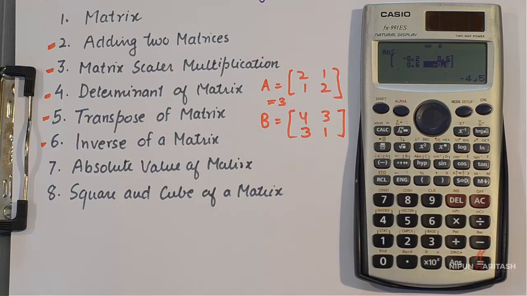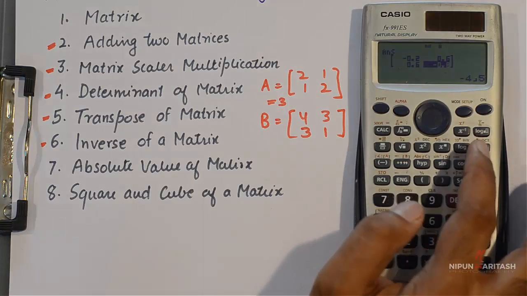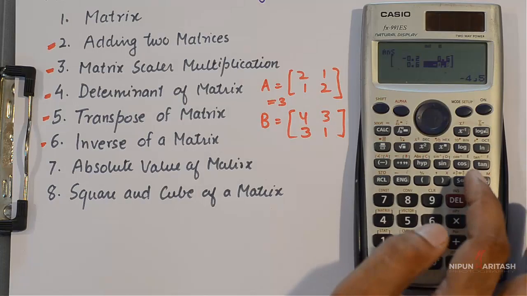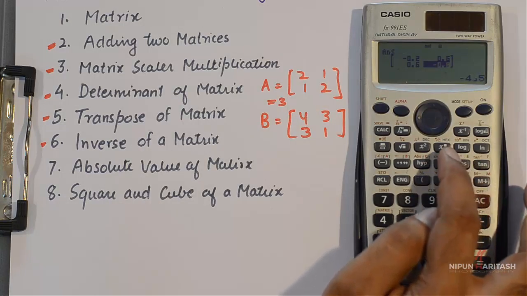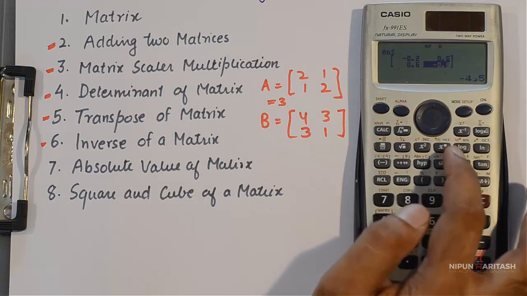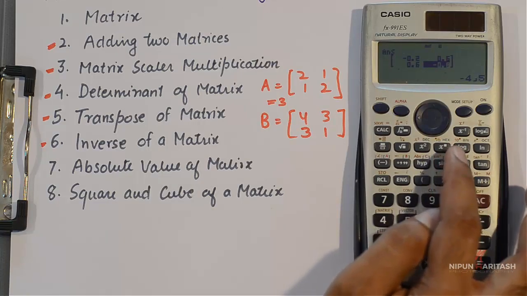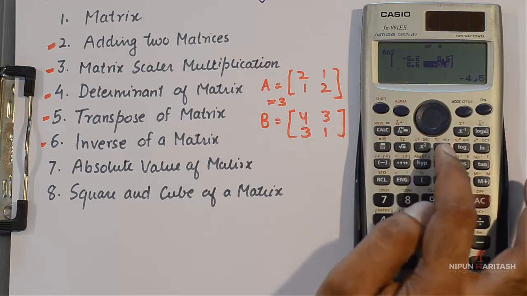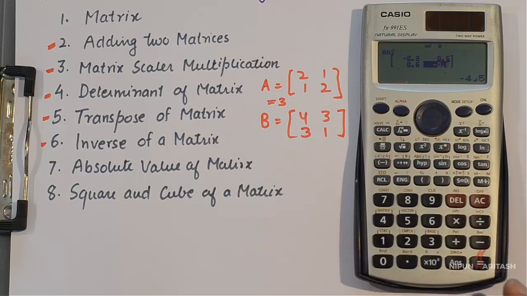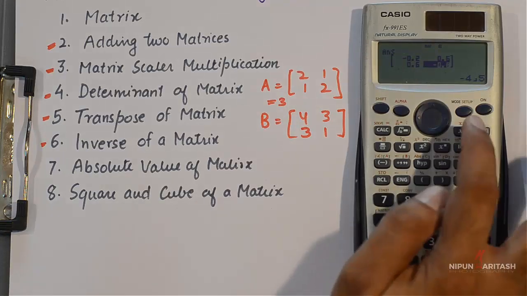Now here is a word of caution. Here you will not be able to perform the inverse of a matrix using the option x raised to the power some value. If you substitute the value of the power to be equivalent to minus 1 here, you would not be able to find the inverse. You'll need to use this key only.